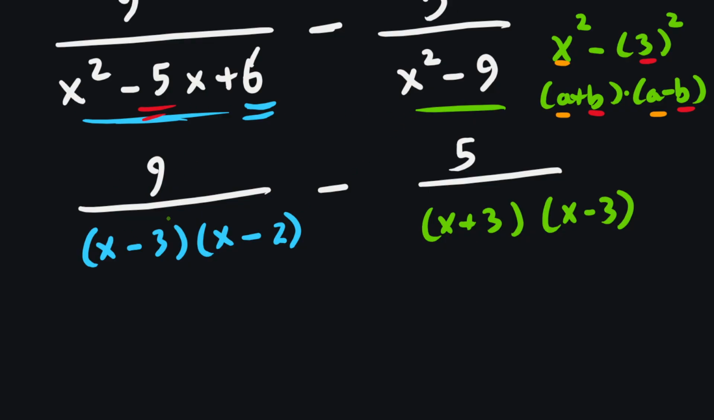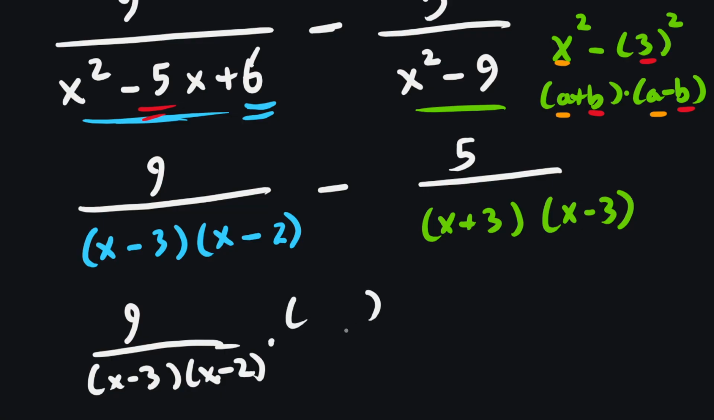So now we have 9 over x minus 3 times x minus 2. And over here we have 5 over x plus 3 times x minus 3. But we're not quite done. These denominators are still not the same. We factored both of them, but they're not the same. But now, because they're in factored form, it makes it a lot easier to get them to be the same. Because now all we have to do, so we'll start with this, x minus 3 times x minus 2.